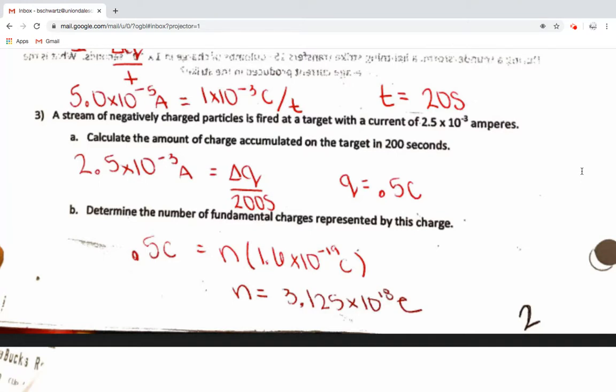Lastly, letter B, determine the number of fundamental charges represented by this charge. Well, the number of fundamental charges, this brings us back to our very first electricity packet. Using our formula Q equals NE, 0.5 coulombs divided by your elementary charge, you end up with 3.125, however you rounded it, times 10 to the positive 18 elementary charges.